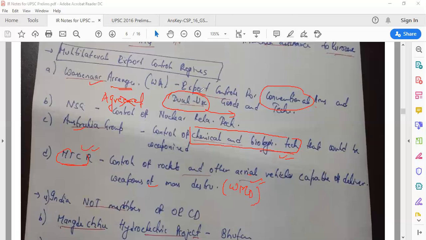India is a member of 3 out of these 4. So Wassenaar, Australia Group, and MTCR, India is a member of all 3, but India is yet to be a member of NSG because China is objecting to it. We know about it. It's going on forever. Seems like forever, right?